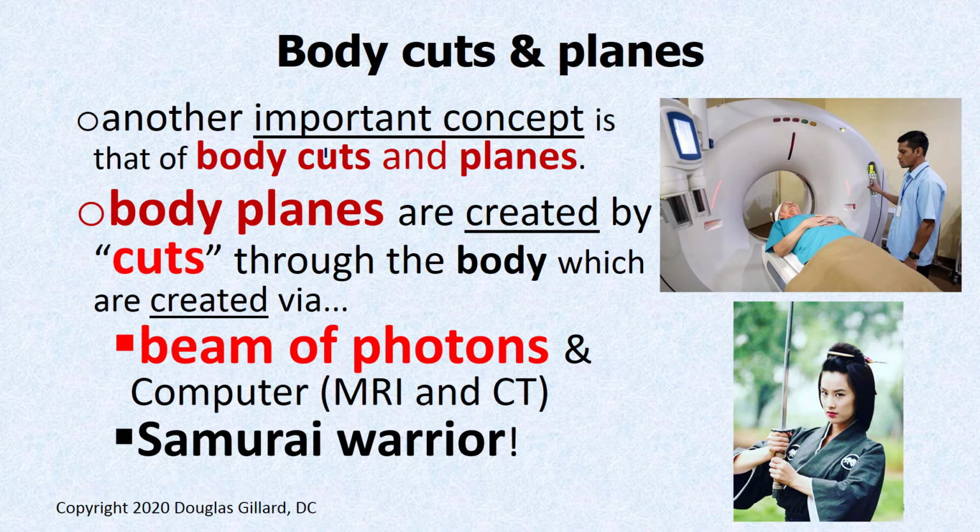Okay, so another important concept is body cuts and planes. All right, so body planes are created by cuts. As we said in the opening video, there are 3 body planes: coronal, sagittal, and axial. How do you make body planes? You have to cut the body. And of course, we do that with a CT scanner or an MRI. And I'm just using this for an analogy. A samurai swordsman could make body planes too, if that sword is sharp enough. Of course, we don't. Maybe back in the Dark Ages, that actually happened to people. But now I just use it to kind of drive the point home, no pun intended.